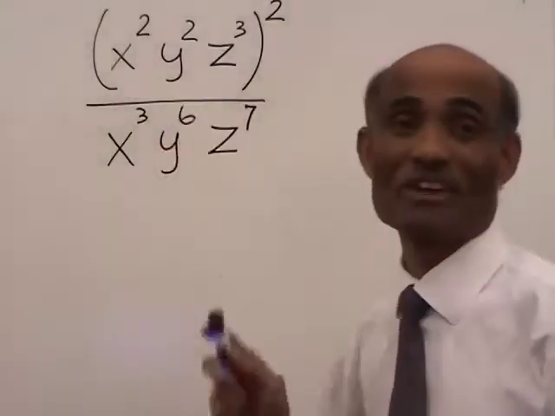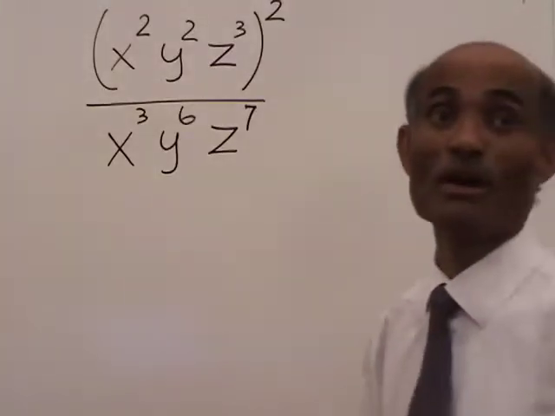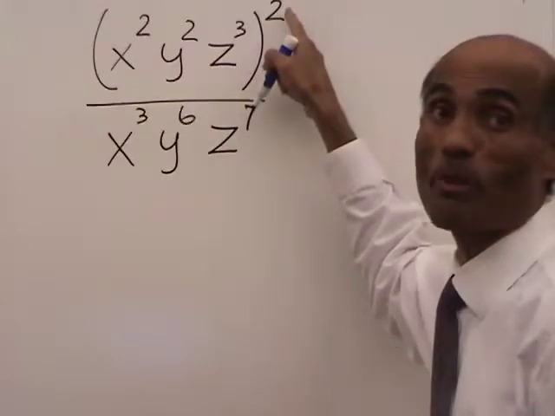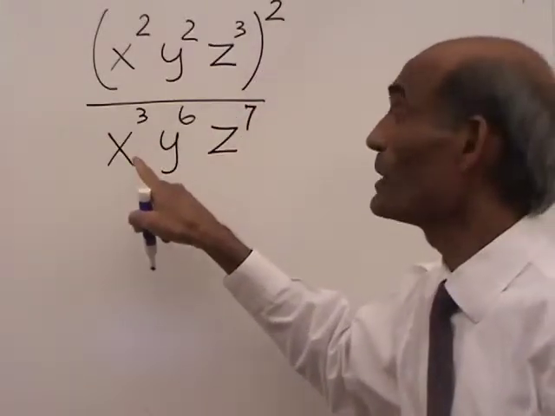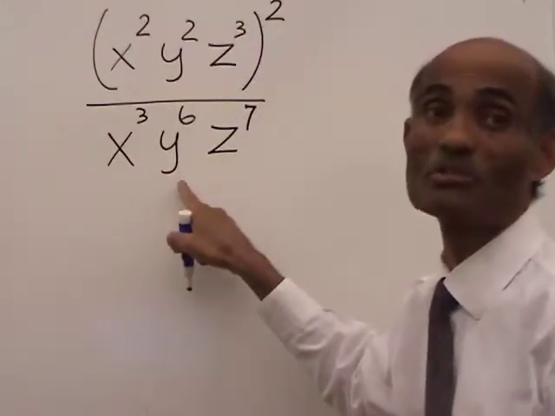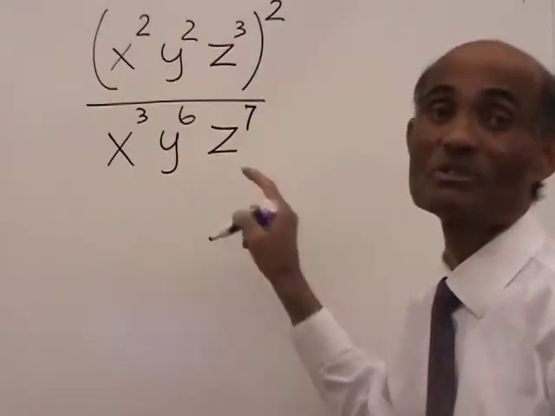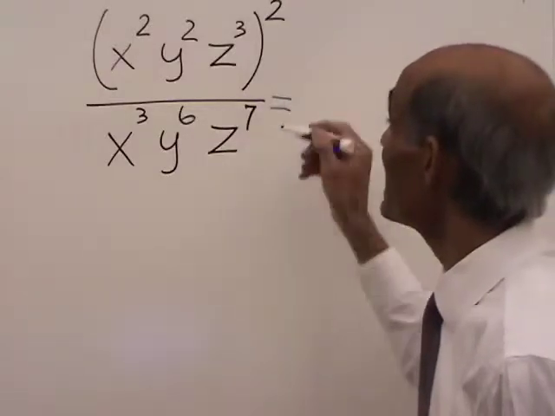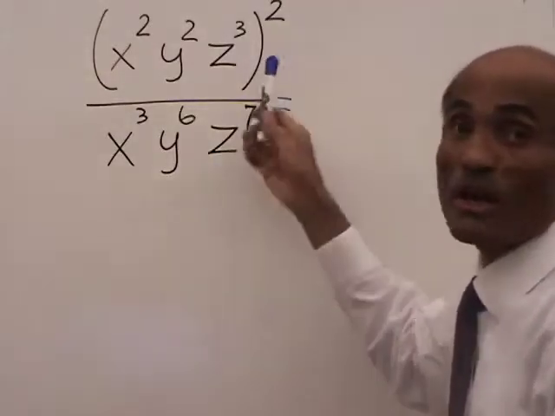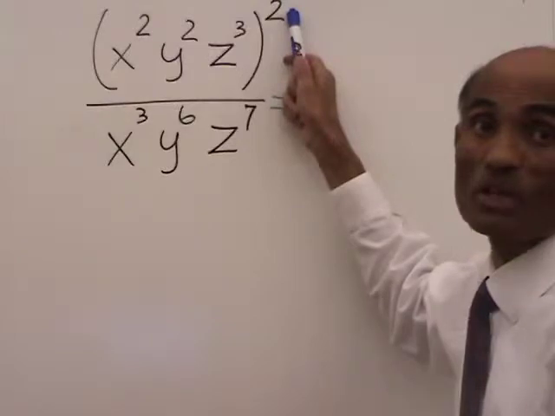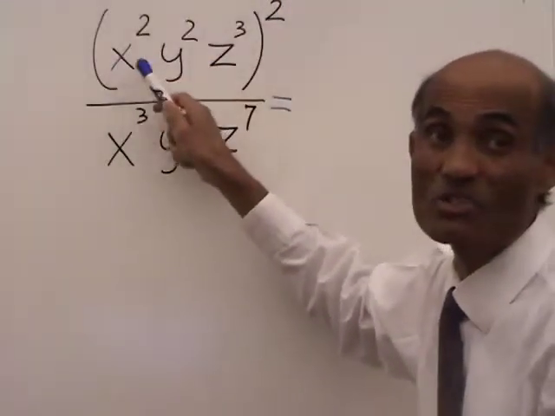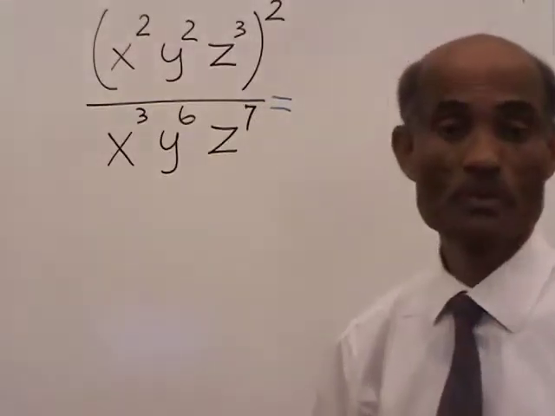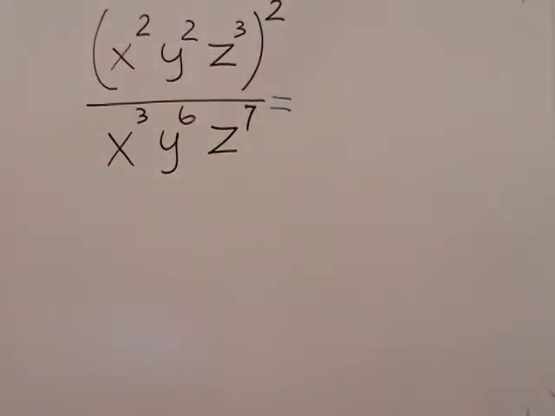How about this simplification? X squared, y squared, z cubed, all to the power of 2, all over x cubed, y to the power of 6, z to the power of 7. Well, the first thing that you need to do is look at the power here. This power needs to be applied to each of these quantities. That is the first thing to do. Alright, so what does that become?